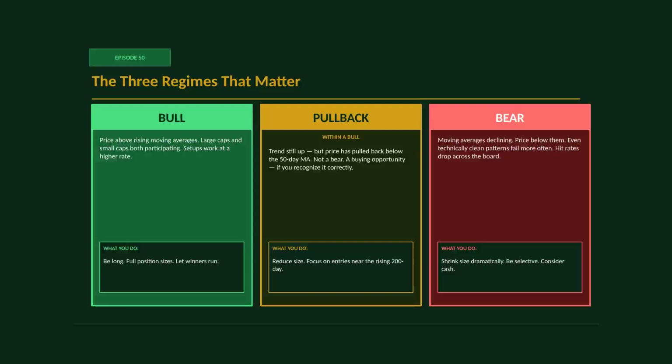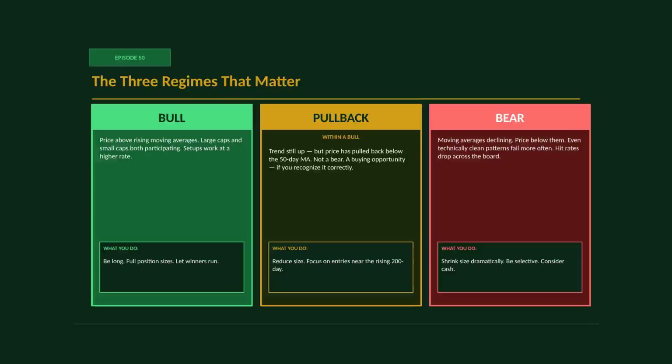The mistake most traders make is ignoring regime entirely. They apply the same strategy. Same setups, same position sizes, same aggression, regardless of whether the market is trending up or breaking down. That's why the same strategy produces a 35% return 1 year and a 25% drawdown the next.